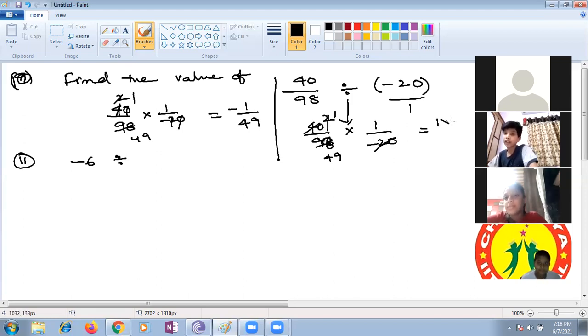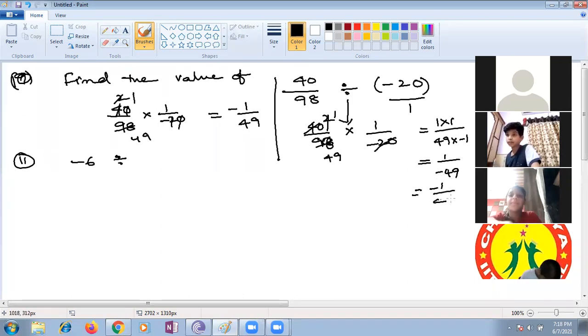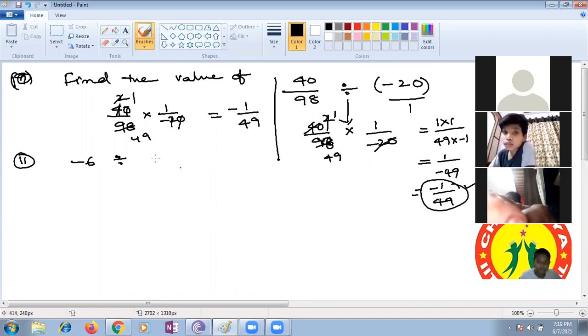But in the numerator you are having only one. In the denominator you are supposed to see the sign also, very important. So it becomes minus 49. Always write the standard form, so that 1 by minus 49 you can write in your answer. This is the way. Next, minus 6 divided by minus 16 by 17.